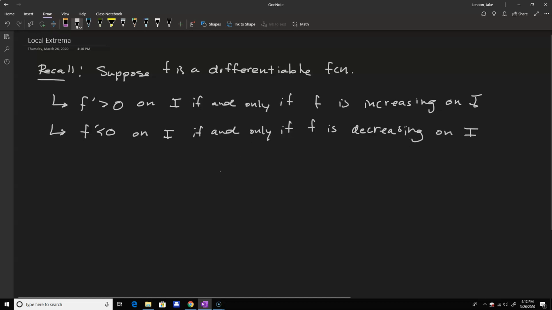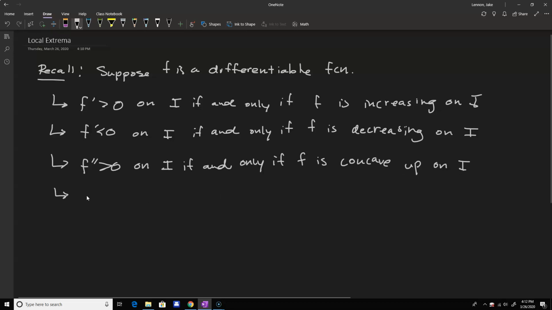And then we also had some information about the second derivative. So if you take the derivative of the function and take it again, that's known as the second derivative. So the second derivative is greater than 0 on some interval I, if and only if f is concave up on I, and the second derivative is less than 0 on some interval I, if and only if f is concave down on I.